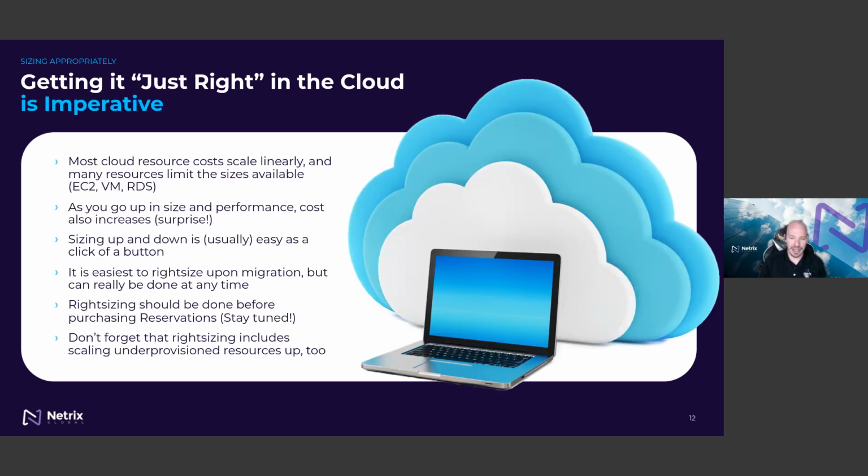But the one thing I do want to impress in this section is that it is imperative that you get it right in the cloud, because as you scale resources up, generally speaking, your costs are going to scale relatively linearly. If I double the size of my EC2 instance, I'm essentially going to double my costs. And the thing to keep in mind is that as you increase those costs, as you get more performance, that cost is going to increase. There are various ways to fix that, which we'll talk about here in just a minute.